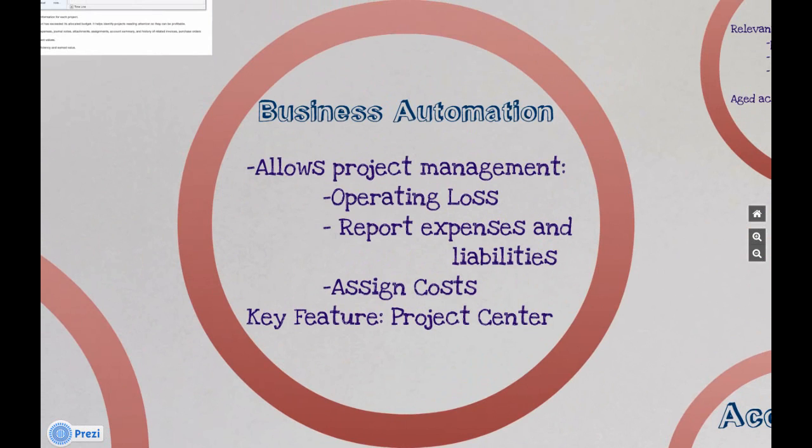The purpose of the business automation function is to allow the bookkeeper to keep track of expenses and liabilities, the assignment of costs to projects, and project management. Project management will allow the bookkeeper to keep track of different projects by seeing which projects are operating at a loss and which projects have not adhered to their plan. BillQuick assigns overhead costs to projects so that management can see what services are costing too much and could be outsourced for less.